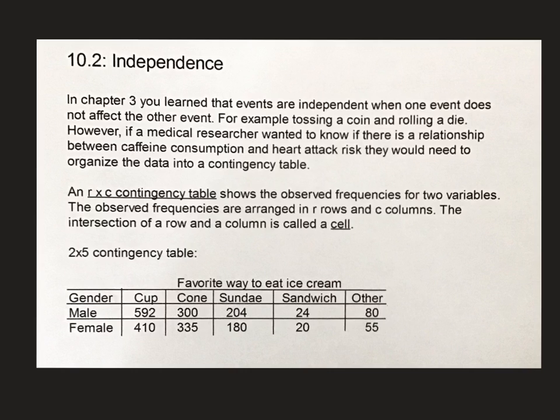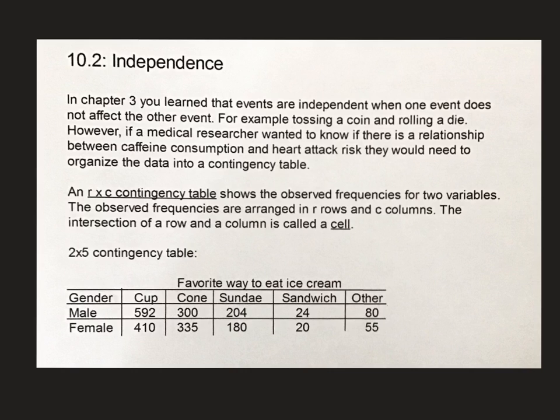So we've got an R by C contingency table, R being rows, C being columns. The observed frequencies are arranged into rows and columns, R for rows, C for columns. And then the intersection of a row and column is called a cell.